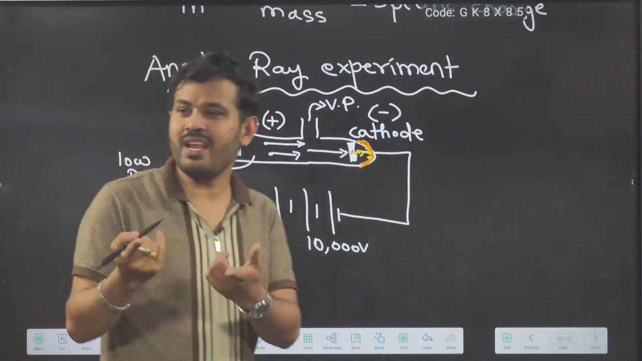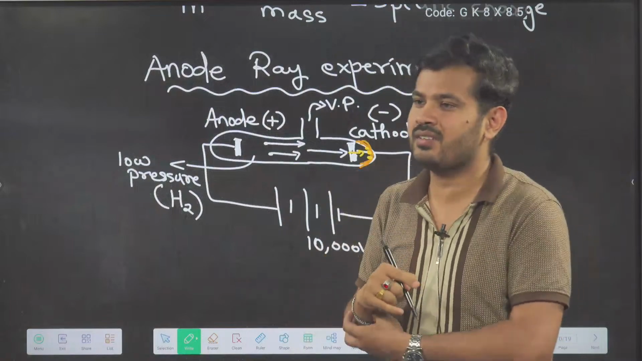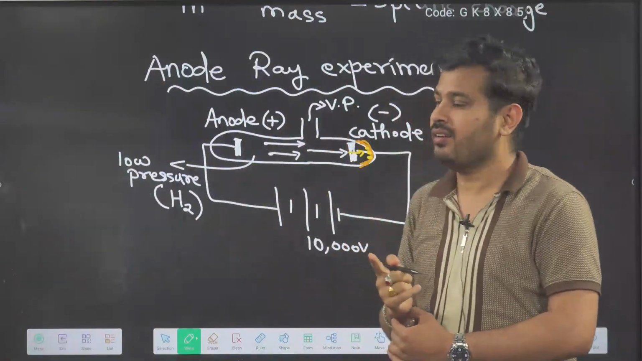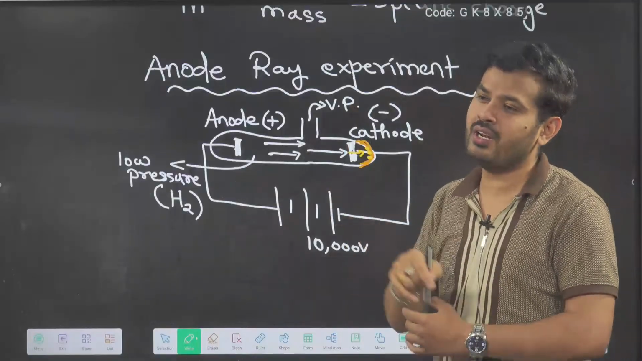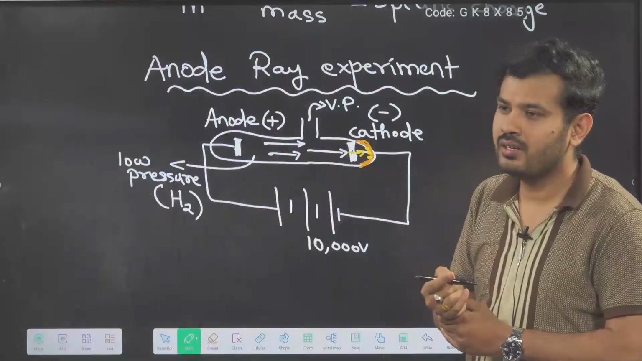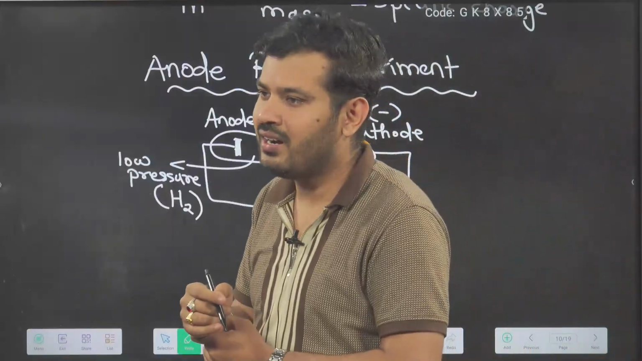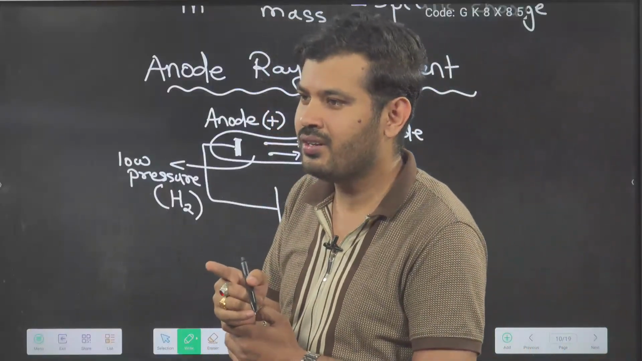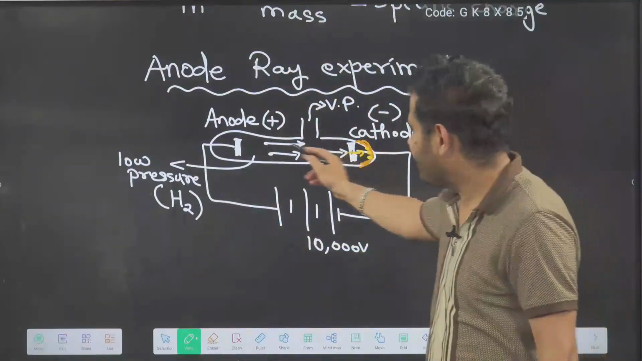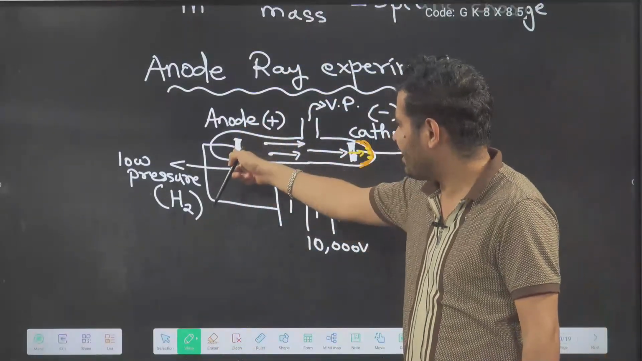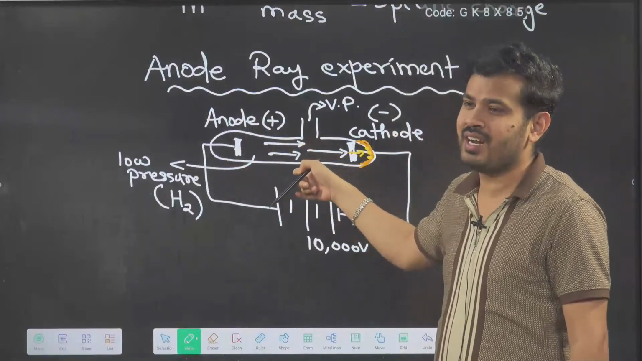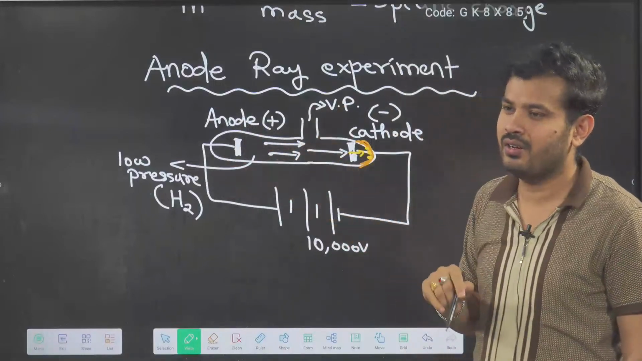Now what is the similarity in these two experiments? I can say that we have taken a similar type of electrode, but the difference is that we made the hole in the anode in the cathode experiment, but now our rays did not start from the anode. You see carefully, they have not started from the anode. For some reason inside the tube, the rays have started. From which region, I will tell you now.